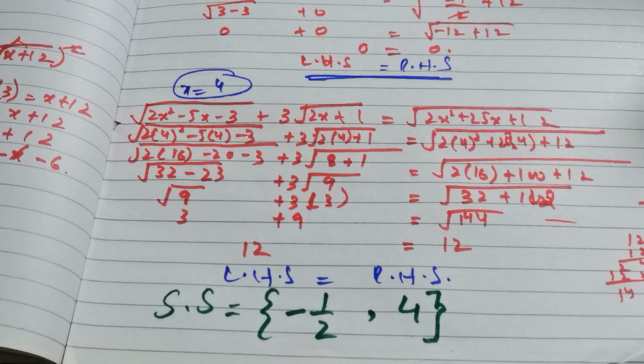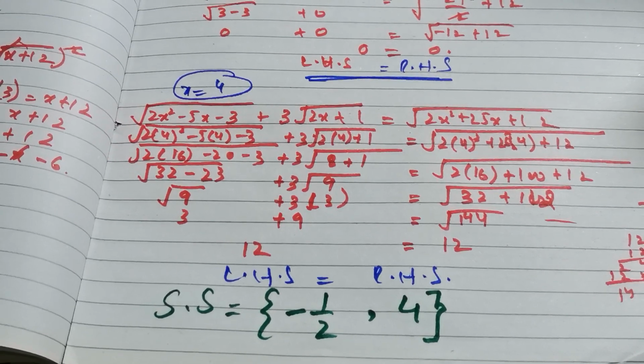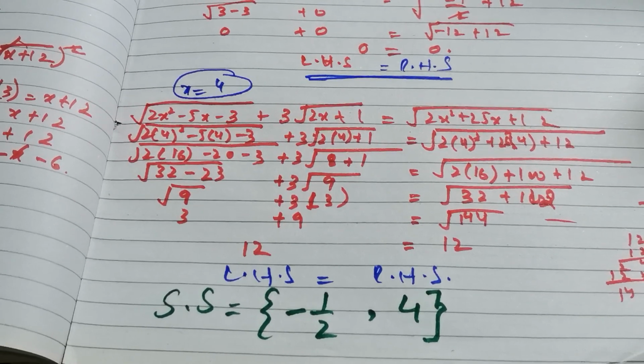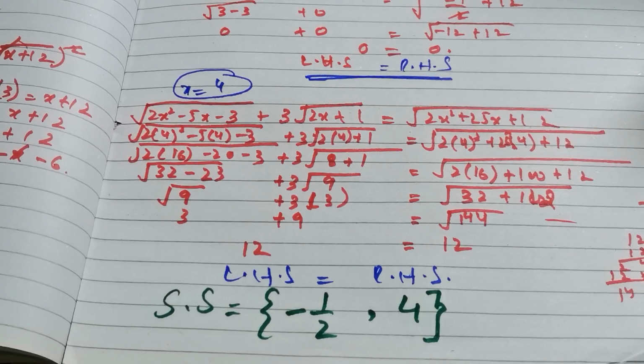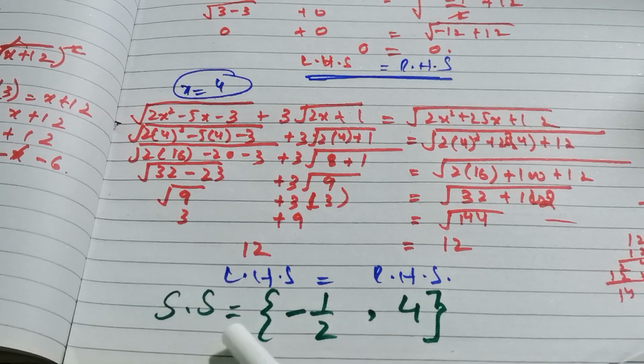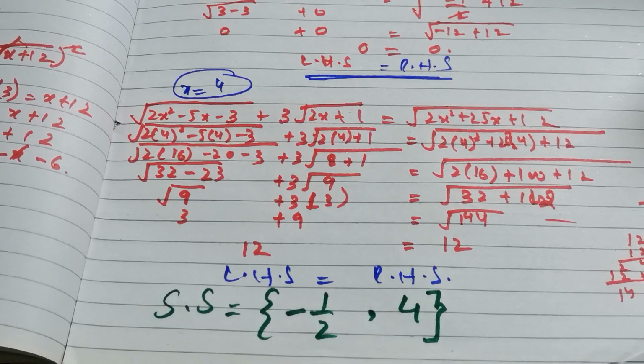Because x is equal to minus 1 by 2 and 4, we put in the given equation, and after putting in the given equation we can see that left hand side is equal to right hand side for both the roots. So we can say that solution set is equal to minus 1 by 2 and 4.